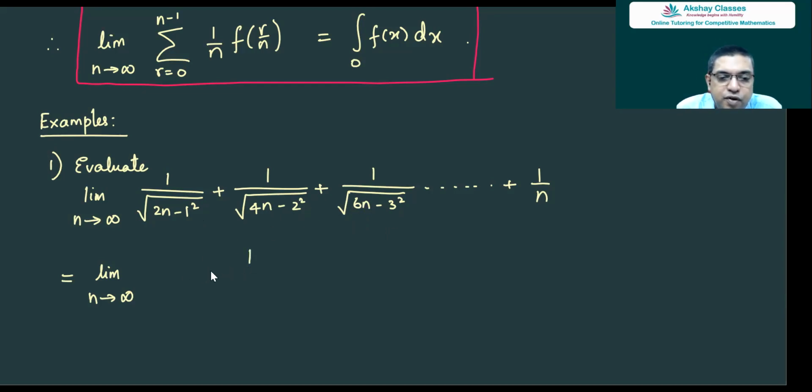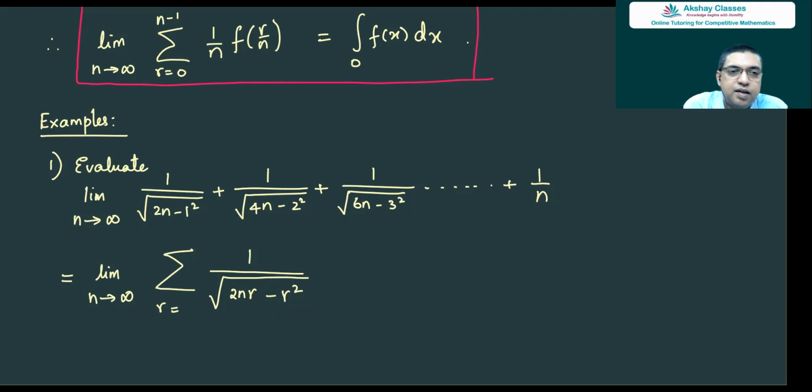So if you observe very carefully in this pattern, this is 2n times R minus R square. R changes from 1, 2, 3 up to n. So you can see 2n minus 1 square when R equal to 1. The next term is 4n minus 2 square. The next term is 6n minus 3 square, and so on. So it's the matter of identifying what is R. Once you write that, then write this as sigma R equal to 1 to n. Either it is 0 to n minus 1 or 1 to n.